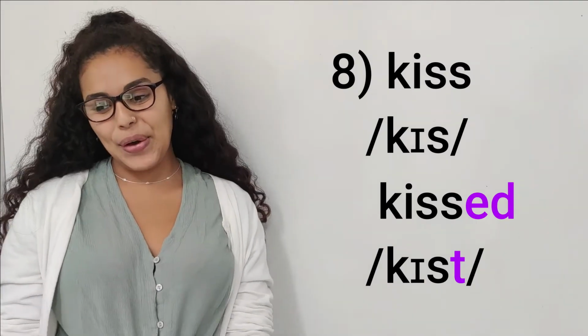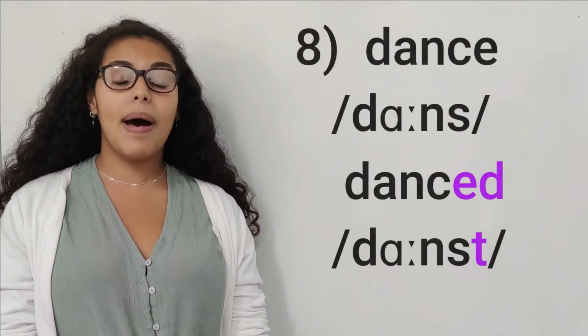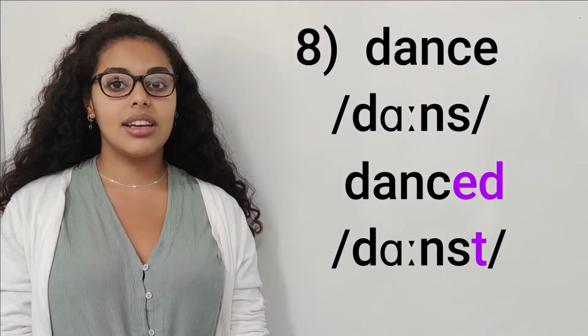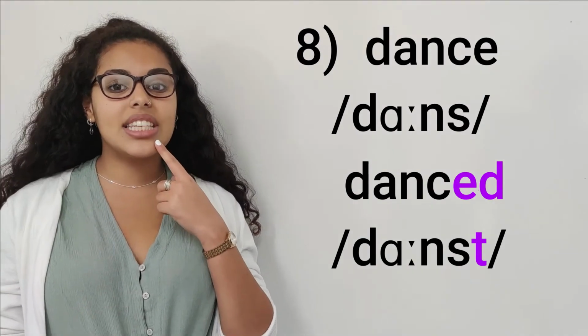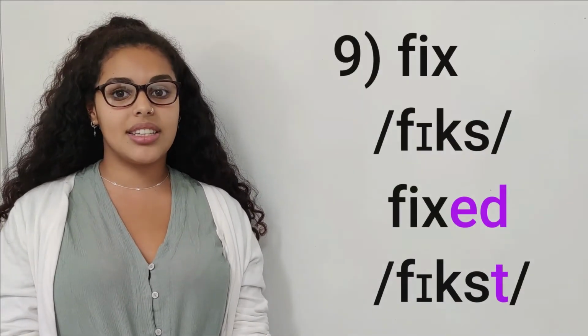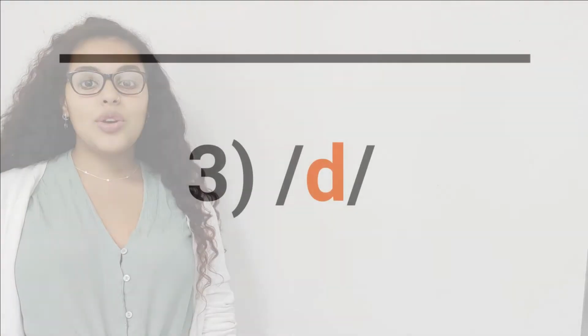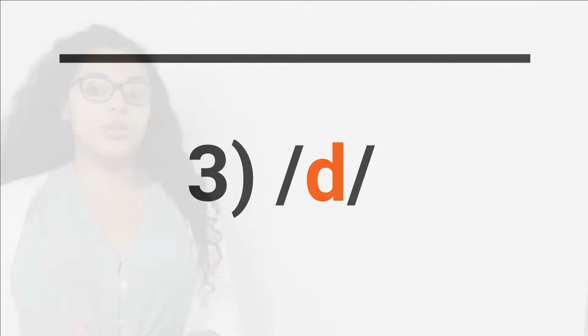Brilliant. Okay, we've got two left. First of all, we've got the C sound. You can say dance, and then in the past tense, danced. Do you hear that? Danced. And then our last one is the X sound. To fix and fixed. Can you say that with me? Fixed. Doing great.